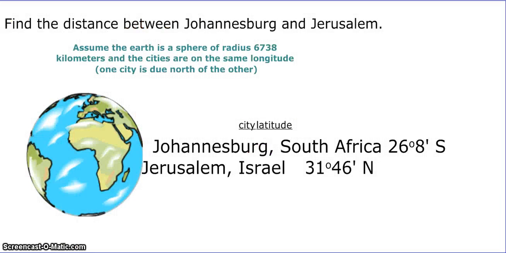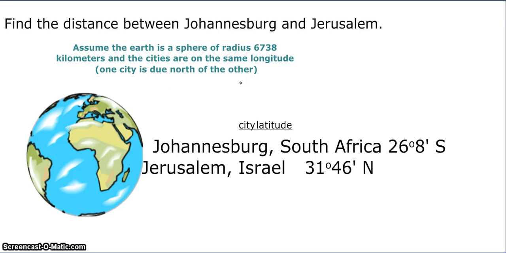Alright, now let's look at an example understanding the relationship between arc length, radius, and angle. So we want to find the distance between Johannesburg and Jerusalem. We're going to assume that the Earth is a sphere of radius 6,738 kilometers, and the cities are on the same longitudinal line.